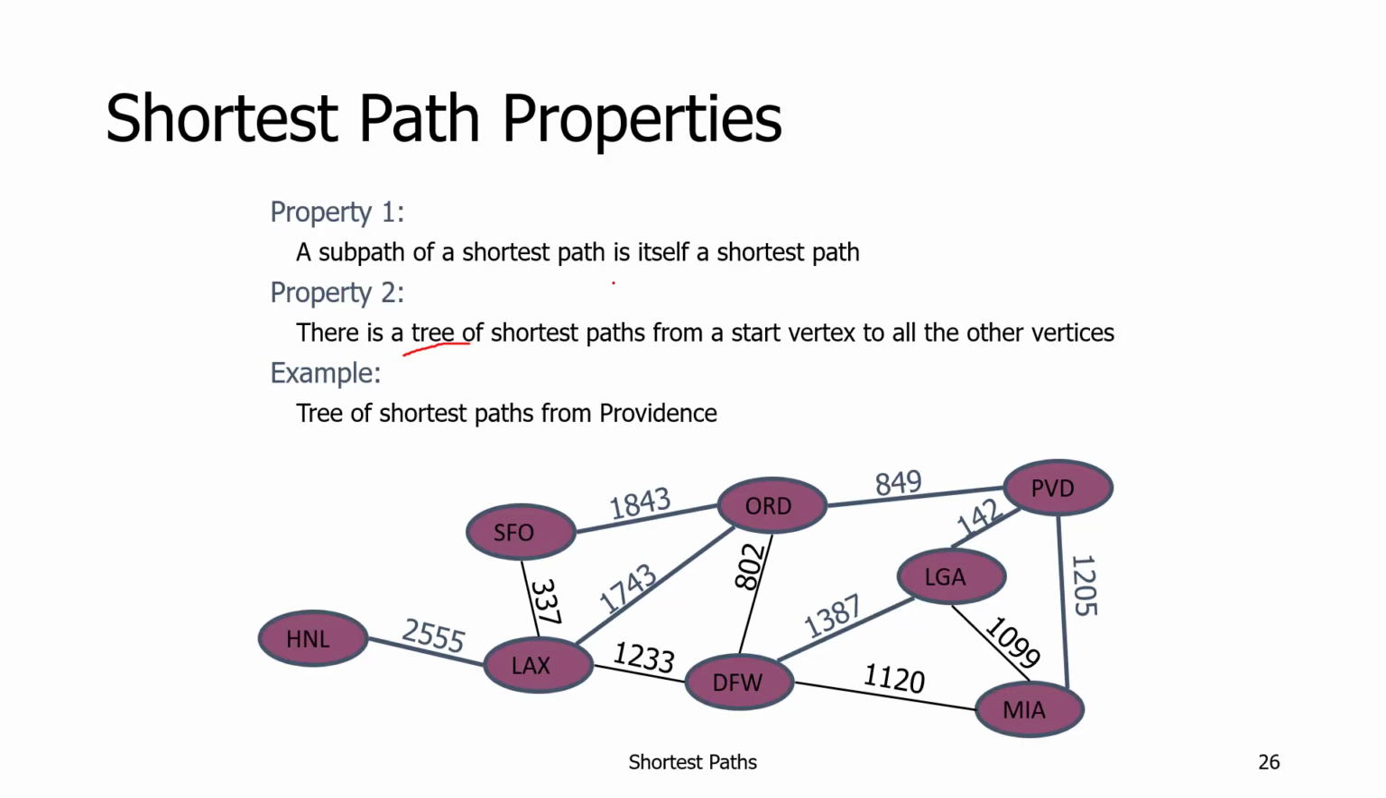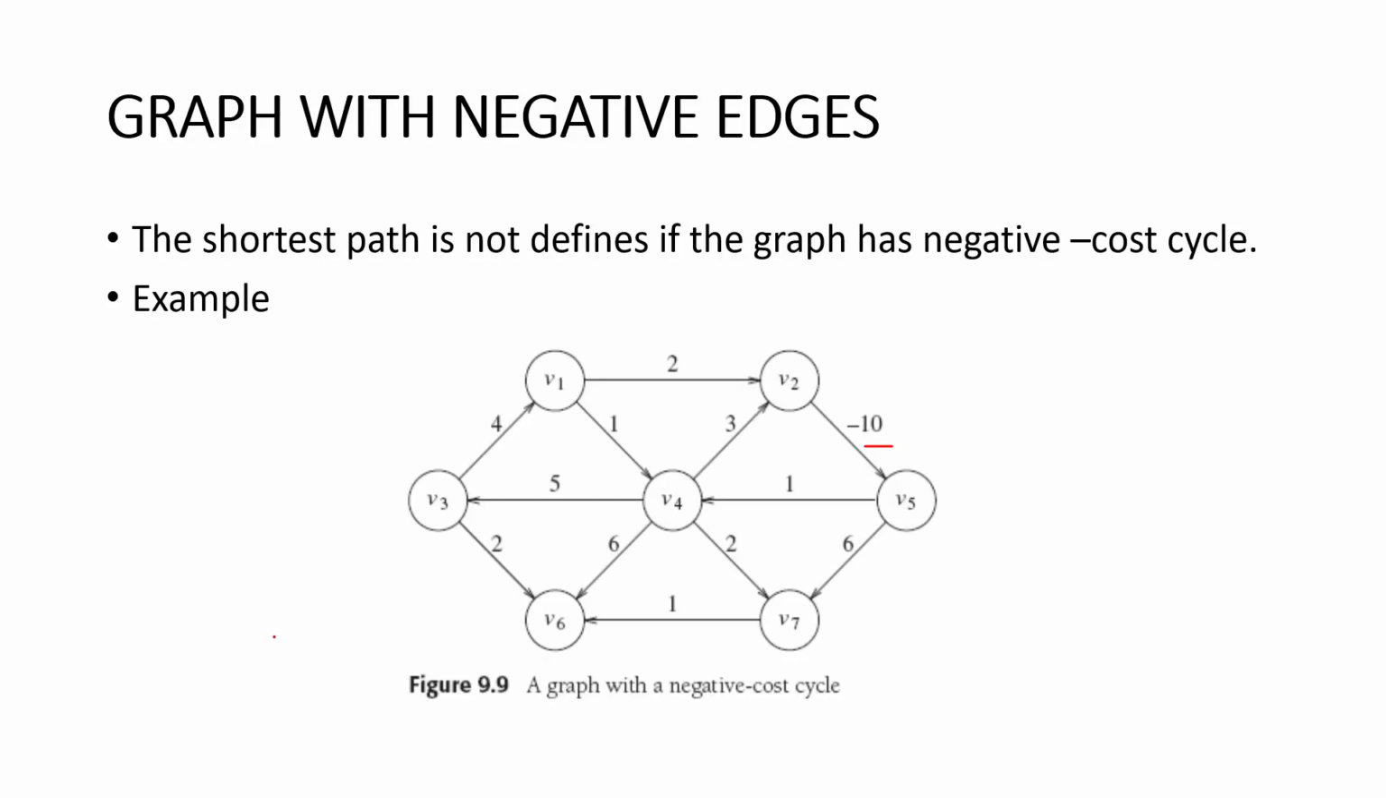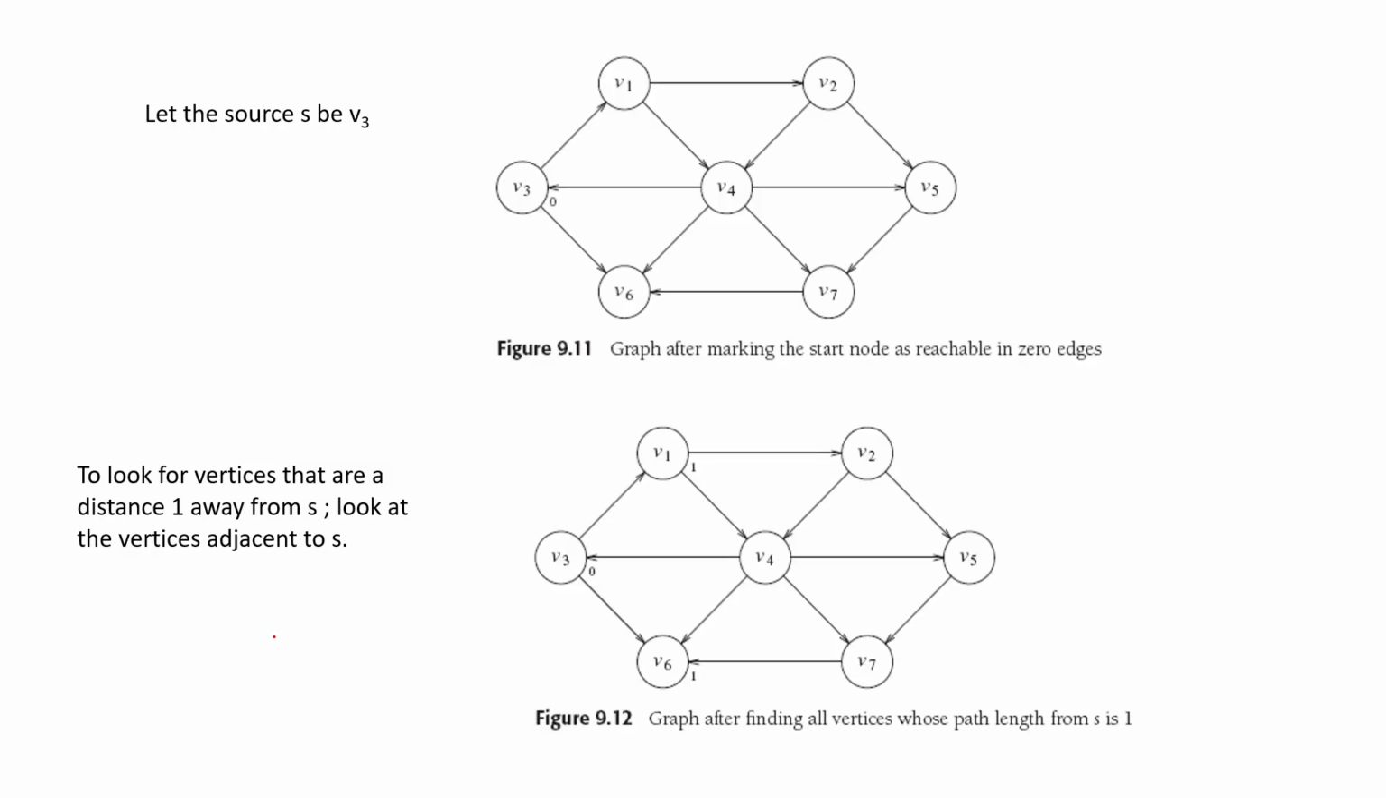So a subpath is itself a shortest path, and then there is a tree of shortest paths from the start vertex to all other vertices. If you follow the paths, we always get a tree structure which takes us from the starting vertex to all the other vertices that we can reach. And here is one example of the tree of shortest paths from Providence to Honolulu. So here is how we want to calculate.